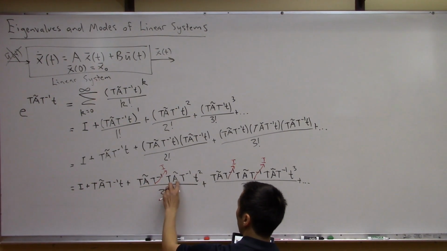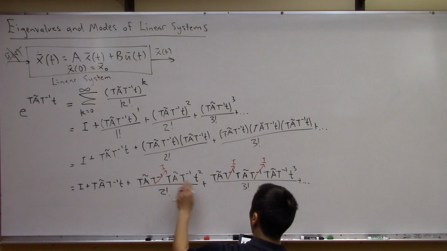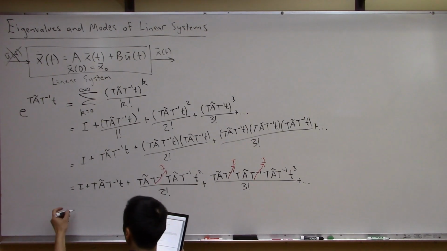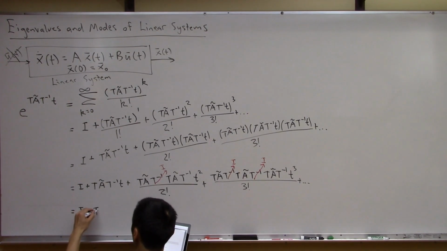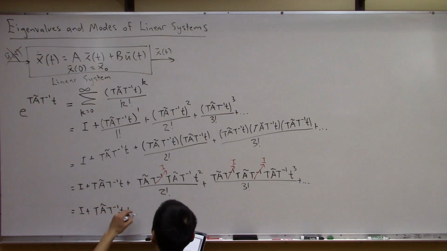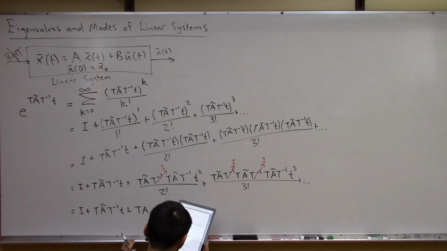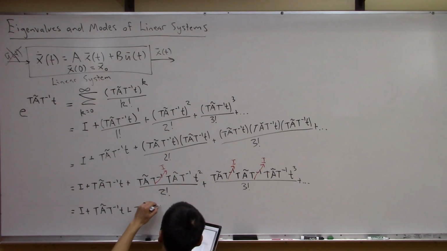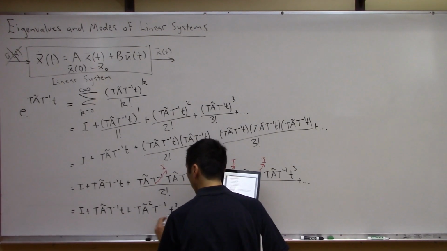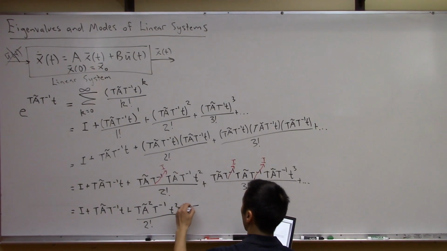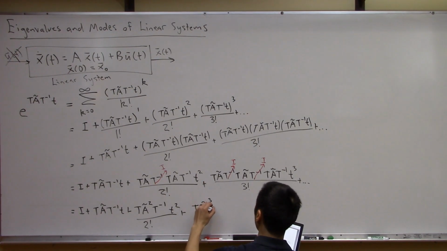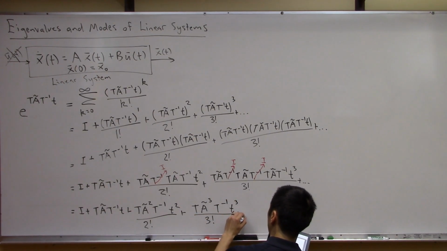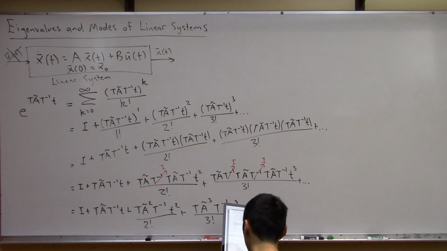And then look at this. This A is going to be right next to an A, so it's basically like A squared. And similarly here, you end up with an A, so it's like A cubed, right? So we end up with, well, sorry, not end up, but we're getting there: T A tilde T inverse t plus T A tilde squared T inverse times t squared, all over 2 factorial, plus T A tilde cubed T inverse times lowercase t cubed all over 3 factorial plus yada, yada, yada, right? Okay, great.